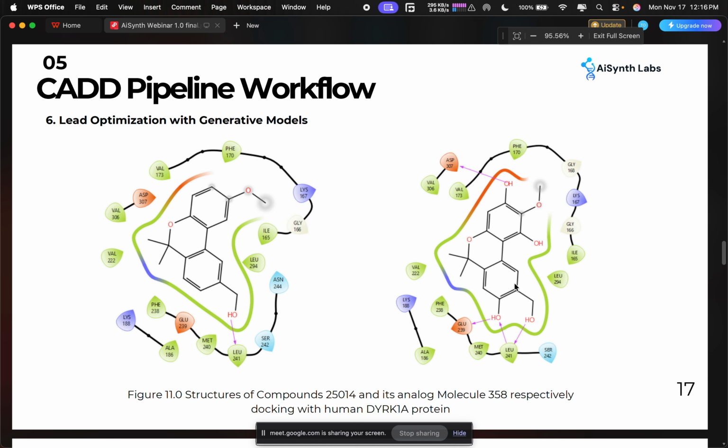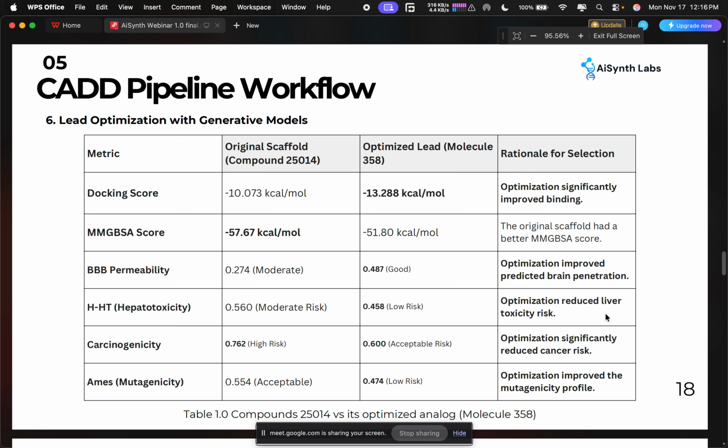So you can see that changing functional groups, adding functional groups, indeed gives us a better or a different compound entirely, not just in the chemical formula, but in the properties and in its physiological activity as well. Comparing our original scaffold to our optimized lead, the docking score was 13 compared to 10. In docking score rankings, this is very high. Having 3 more than the original is very high.